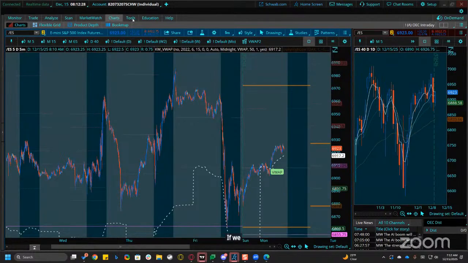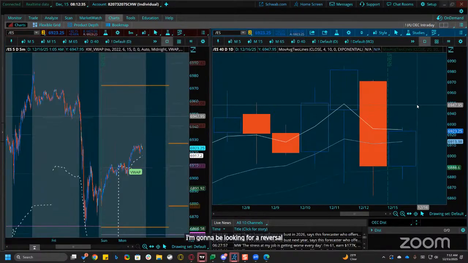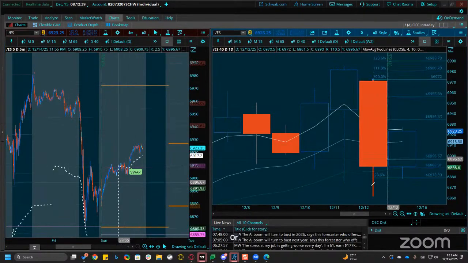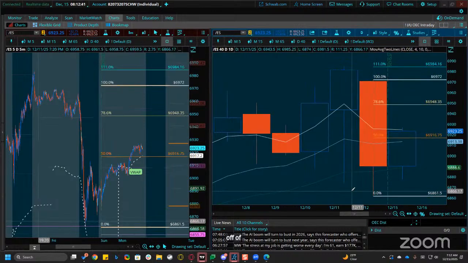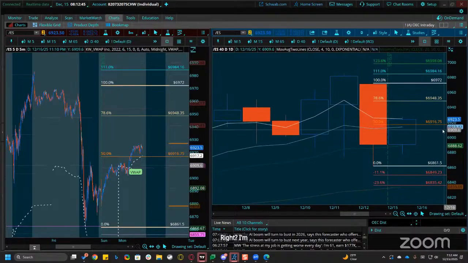If we get to yesterday's high or low, I'm going to be looking for a reversal to bring it back in again. So I'll be looking for my 111 or my 1236 off of yesterday's range. I don't really care which side it goes to, right? I'm going to run it back in either way.